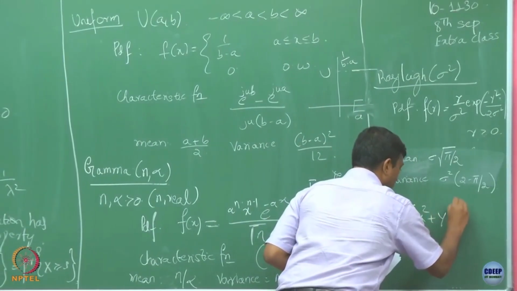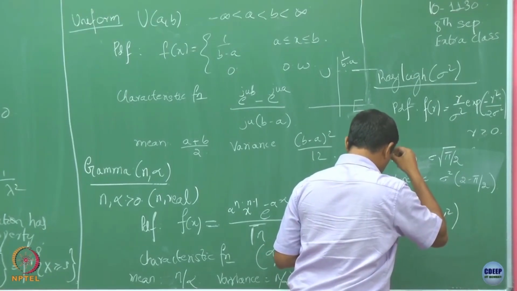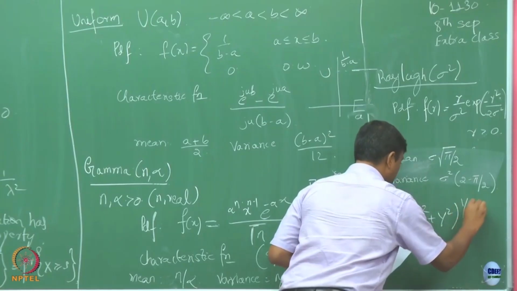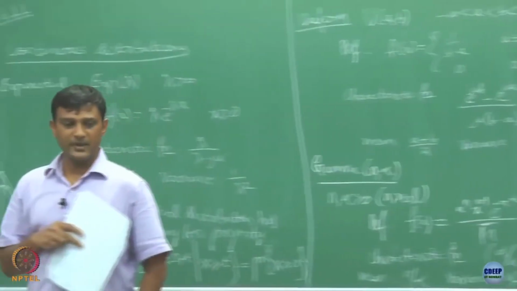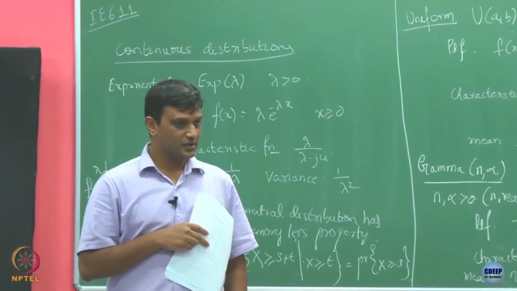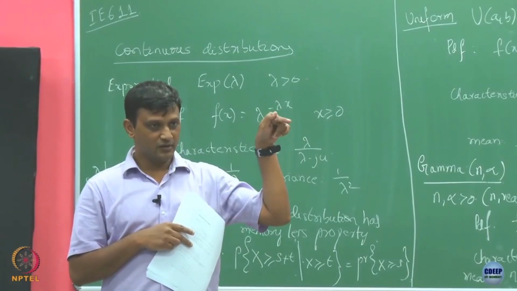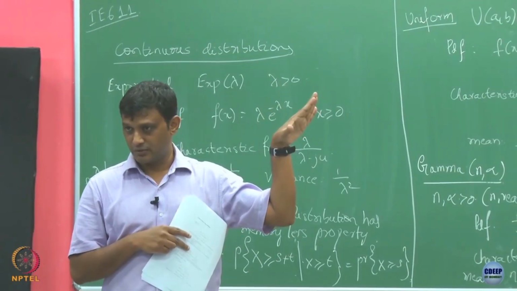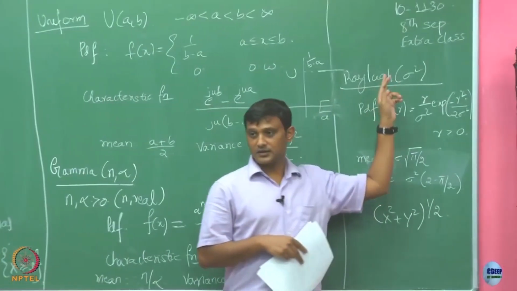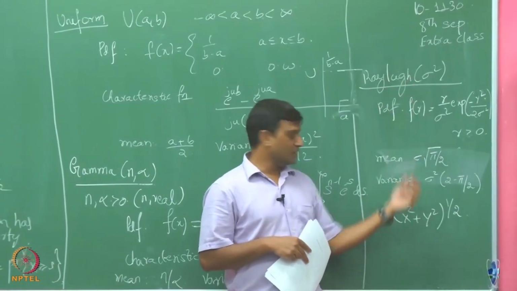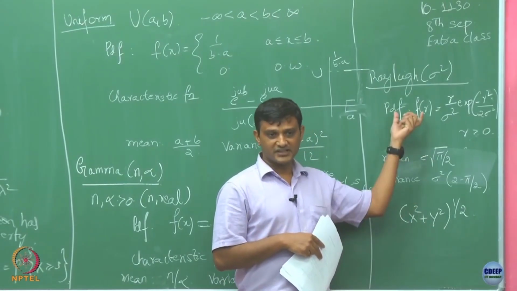the envelope of... okay, so first let me explain this. If x and y are Gaussian distributed with parameters mu and sigma square, where mu is set to 0 and the sigma square is the same as this sigma square, then the distribution of this turns out to be this Rayleigh distribution.